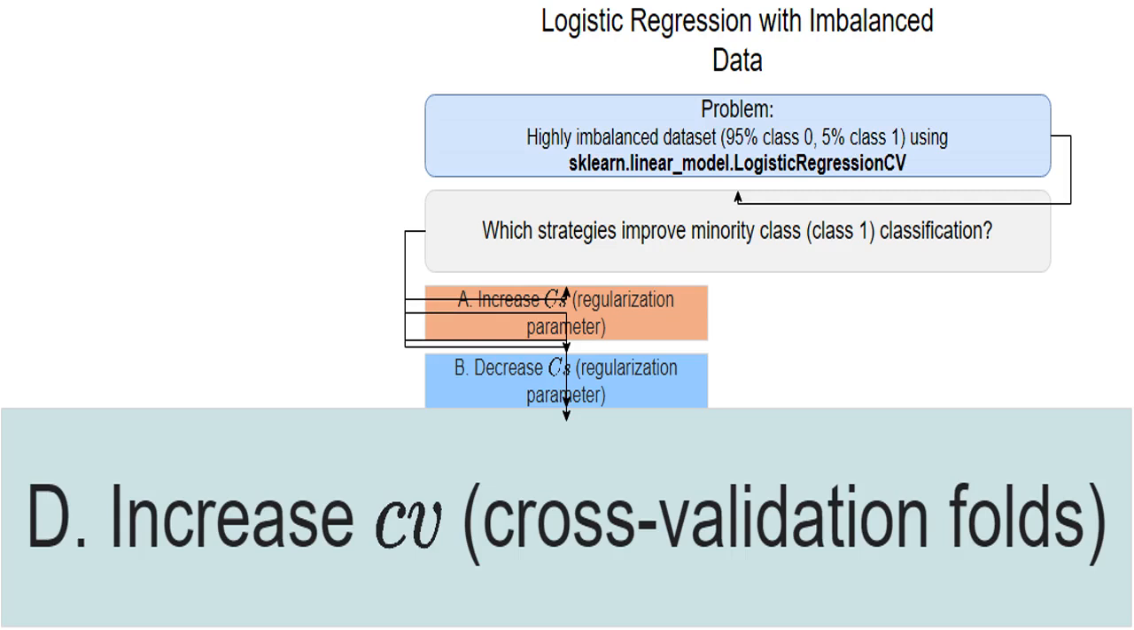I'll increase the number of cross-validation folds, represented by CV. Cross-validation gives a more robust estimate of model performance. A higher value of CV doesn't solve the imbalance directly but provides a more reliable way to choose the best model parameters, indirectly improving prediction of the minority class. It's a valuable step in building reliable models, even if it doesn't address the class imbalance head-on.